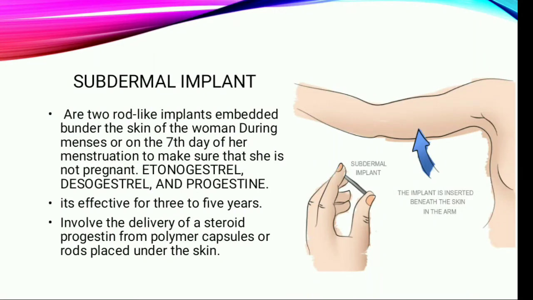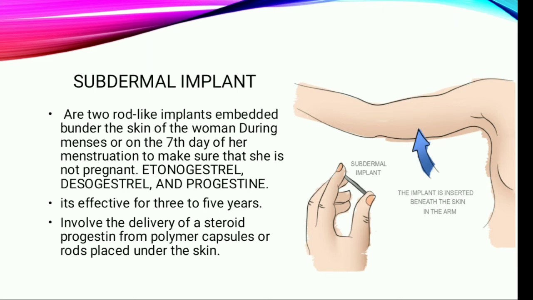So the third type of artificial method is subdermal implants. So any idea what subdermal implants are? Anyone? So subdermal implants are two rod-like implants embedded under the skin of the woman during menses or on the seventh day of her menstruation to make sure that she is not pregnant.